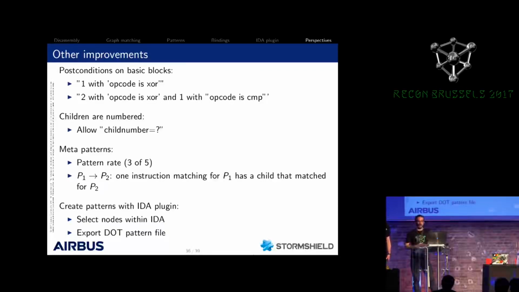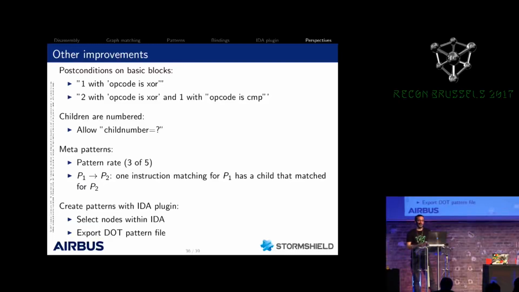Then, as Jonathan explained, we would like to have meta patterns in GRAP, which would allow us to say, okay, I have 5 patterns. I want a match if we find 3 of them. That's enough. Or we would like to say, okay, I have 2 patterns, P1 and P2. Find me a binary that has one match of P1 that is directly followed by a match of P2. That is, there is one instruction of P1 that has, as a child, an instruction of P2. That we would like to do, some pattern linking like that.